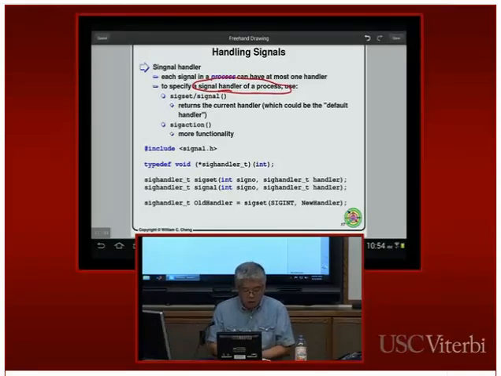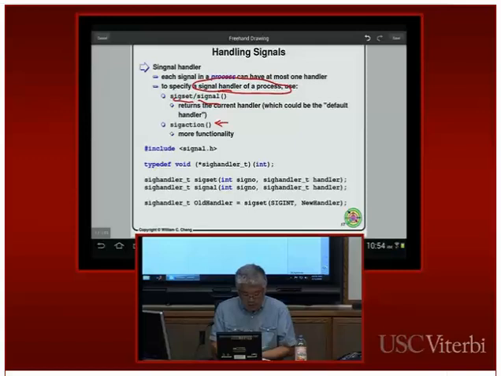So the function that you can use is either sigset or signal. Both of them are the same thing. These two functions will also return to you what the current handler is. And then there are some fancier functions you can use called sigaction that specify some additional stuff.